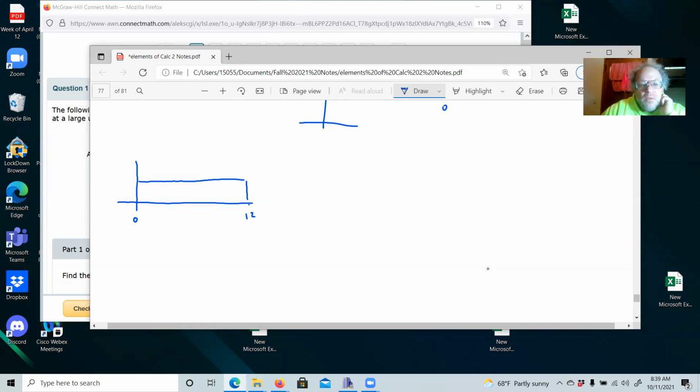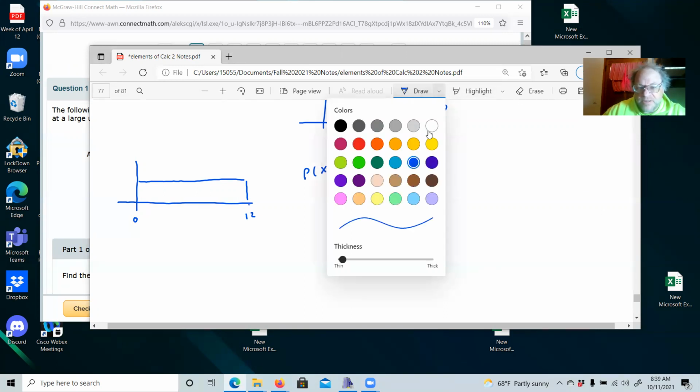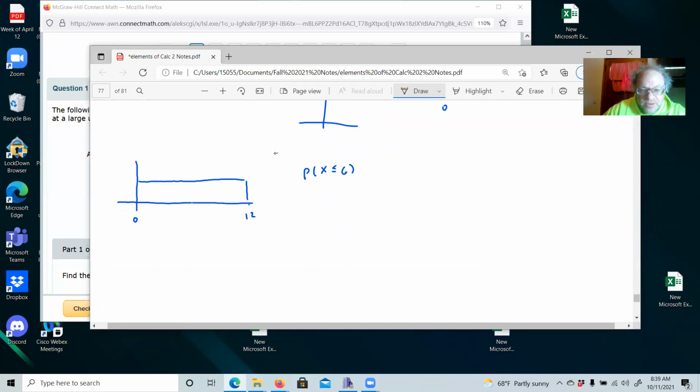What we're going to do is calculate probabilities, and these probabilities are areas under these curves. So the probability that x is less than or equal to 6 would be halfway. Let's shade that in. Here's 6, here's my value, and what I'm looking for is that area.